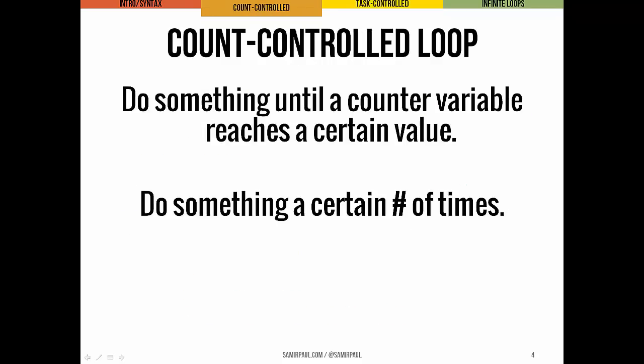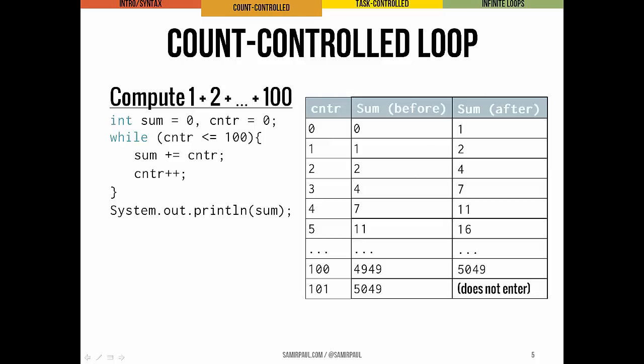Okay, we have to eventually move the condition toward being false so that we can break out of the loop. We'll talk about two general kinds of while loops, two ways of structuring them. The first is a count-controlled loop. Count-controlled loop. That means just doing something a certain number of times. Doing something until a counter variable reaches a particular value that we have in mind.